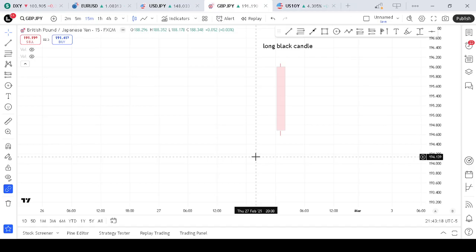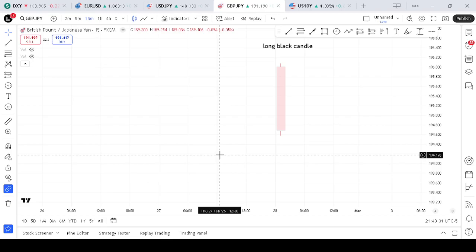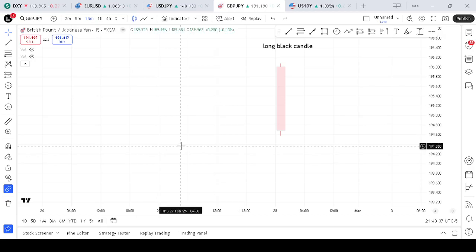In today's video we are going to be exploring the long black candle, a powerful candlestick pattern that can significantly impact your trading decisions. This pattern often signals strong bearish sentiment in the market, but its implication can vary depending on the context of the market.